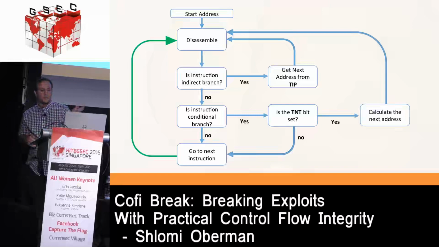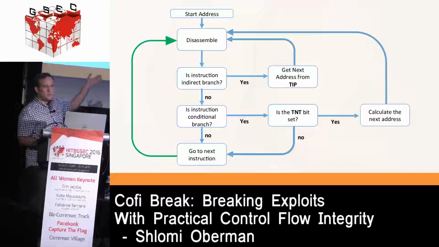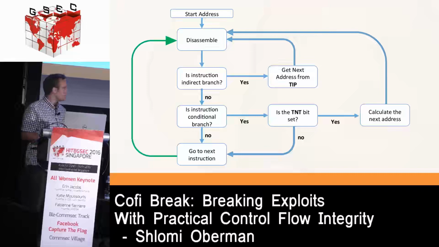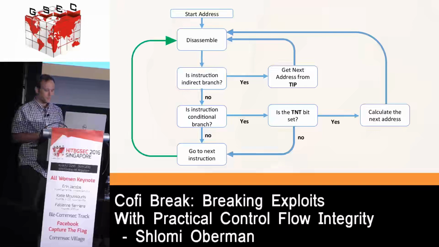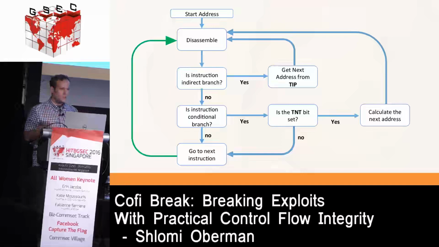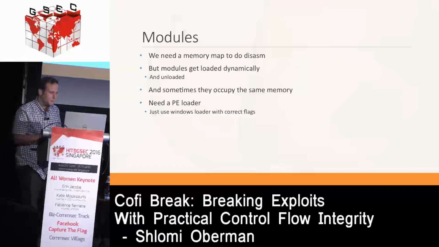So if this instruction is an indirect branch, we look at the next TIP, and we go back and disassemble. If this instruction is not an indirect branch, but it is a conditional branch, we look at the TNT bits, and if the TNT bit is set, we calculate the next address based on the disassembly, and we go back to disassembly. If the TNT bit is not set, we simply continue to disassemble. So, very simple, naive implementation. This is the by-the-book way of analyzing Intel Processor Trace.